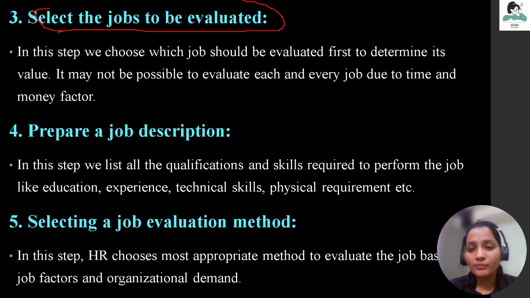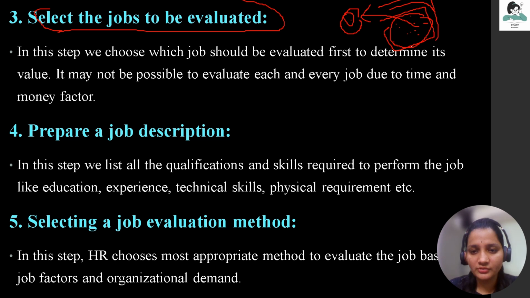Here, what do you mean by representative job? Suppose there are 10 jobs in the organization with the same skills and responsibilities. What we do is, we don't take all these 10 jobs. We take only one and we evaluate it. Then this will be the representative of the remaining 9 jobs. This job is representing all these 9 jobs.